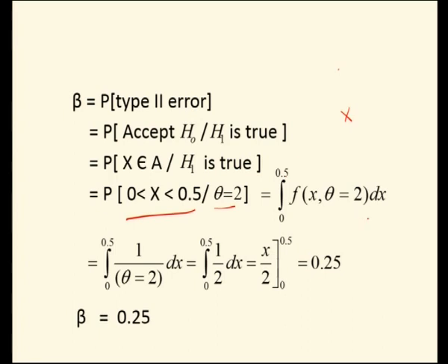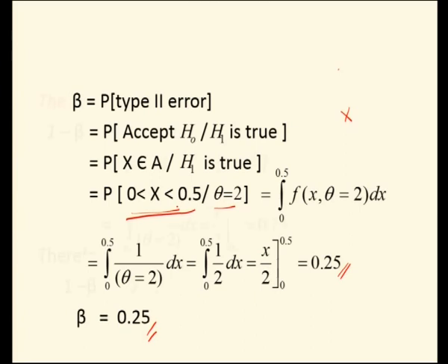Here you have to be very careful. You are substituting for 1 by theta, which is 2. So, 1 by 2 dx. So, it becomes on integration x by 2, 0 to 0.5. So, you will get your beta is equal to 0.25. So, here in calculating your alpha and beta, you should be very appropriate with your critical region, because based upon the critical region only you will fix your acceptance region here.